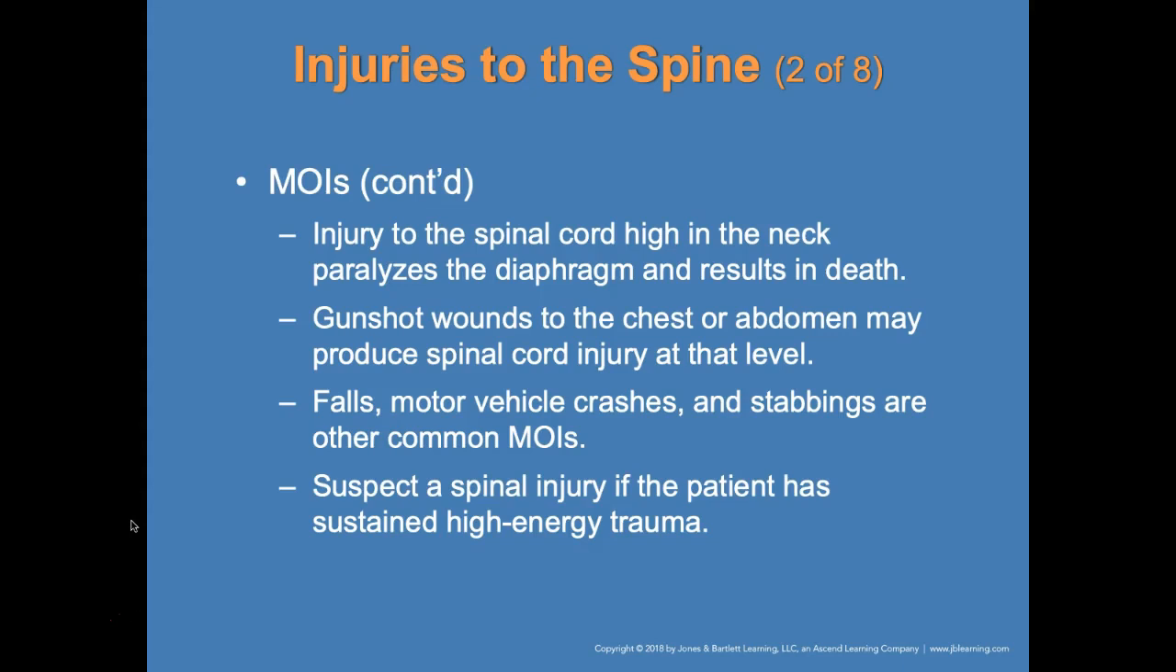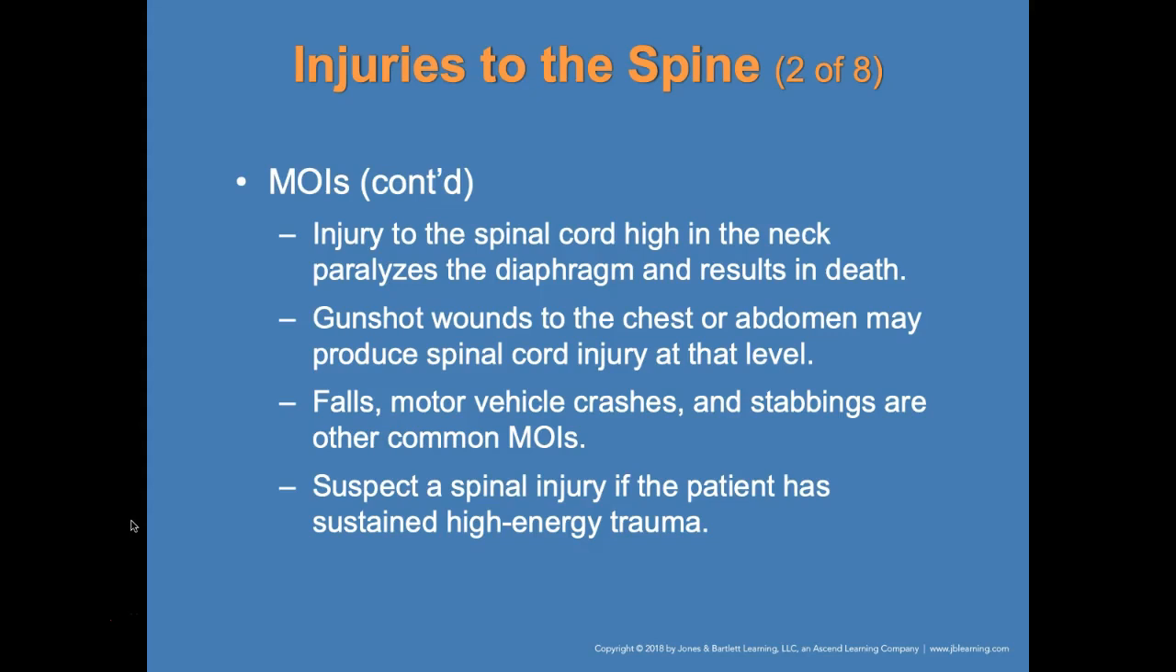It can cause, if it's high enough up in the neck, paralysis of the diaphragm, and if the diaphragm's not moving, we're not breathing. It's going to result in death. Gunshot wounds to the chest and abdomen may produce spinal cord injury at that level. So somebody gets shot in the chest or abdomen, there's a possibility that shrapnel from bone, from the bullet, can cause damage to that spinal column.